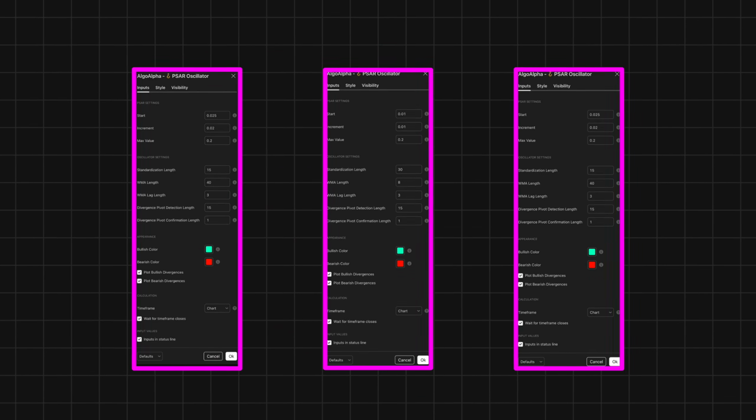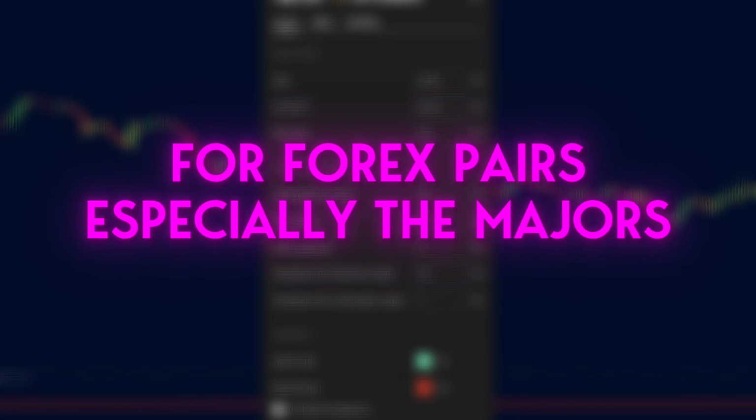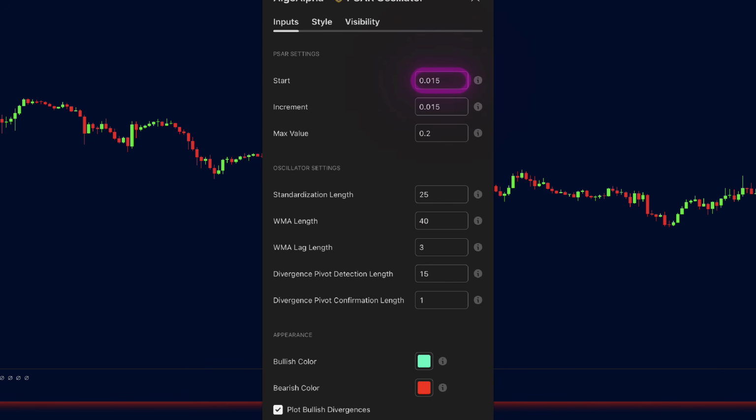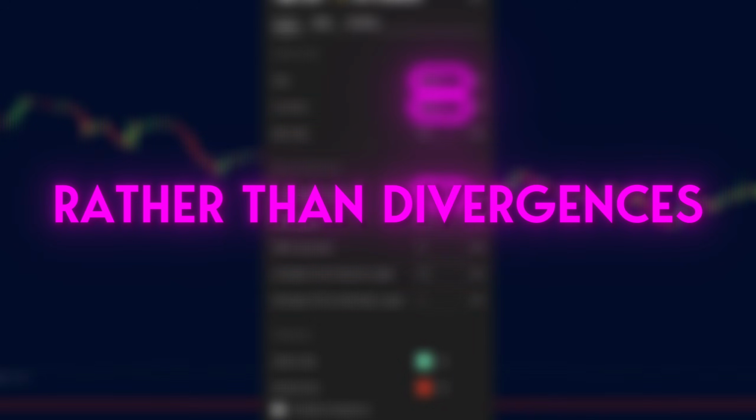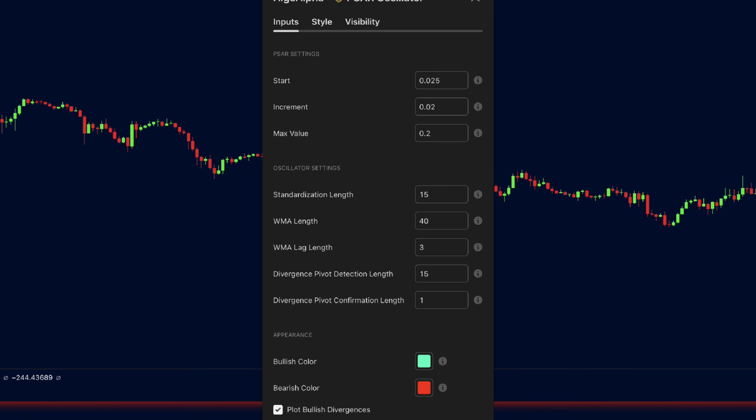Now, different markets require different settings for accurate signals. For forex pairs, especially the majors, set PSAR start to 0.015 and PSAR increment to 0.015, then use standardization length of 25 to smooth out central bank intervention noise. Focus on zero-line crossovers rather than divergences as forex trends are more persistent and reliable. For crypto, bump PSAR start to 0.025 and increment to 0.02.